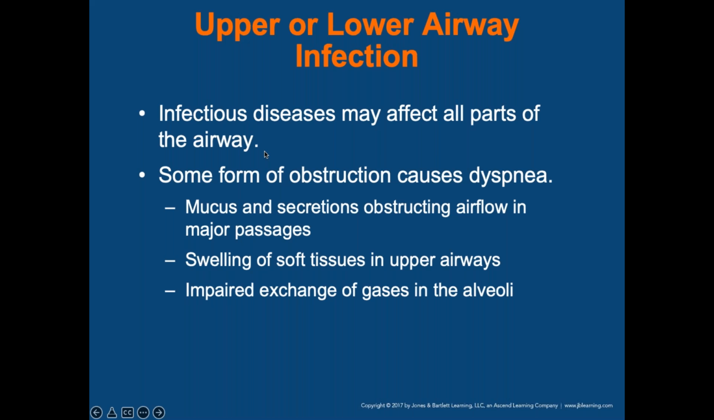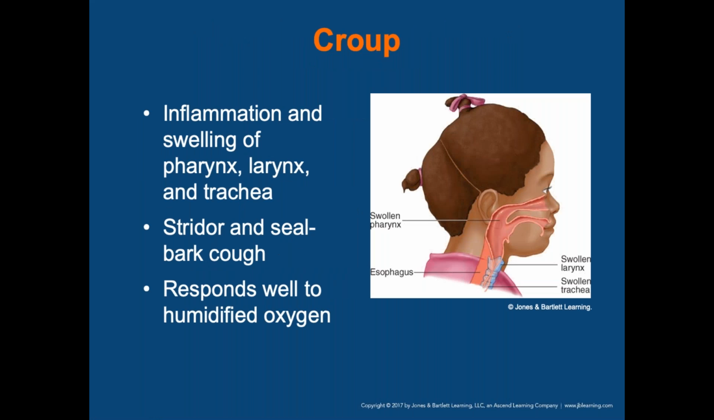Or swelling of the pharynx. So croup is an inflammation of the pharynx and trachea, typically seen in children between 6 months and 3 years of age. Easily passed between children, and one of the hallmark signs of croup are stridor and a seal bark cough. Croup often responds well to the administration of humidified oxygen. We do not carry humidified oxygen in the ambulance, but what you can do as an EMT is use a nebulizer and have them use that.